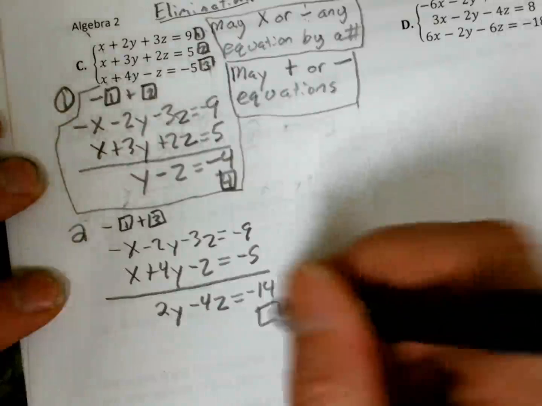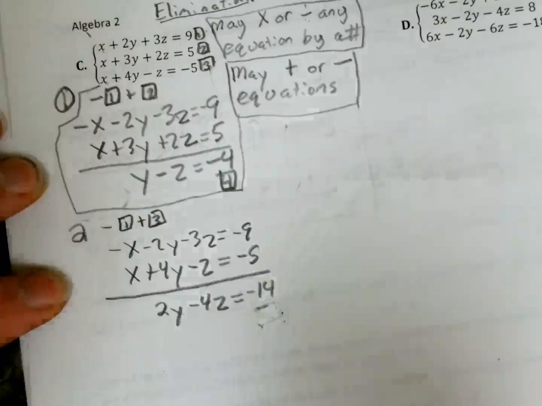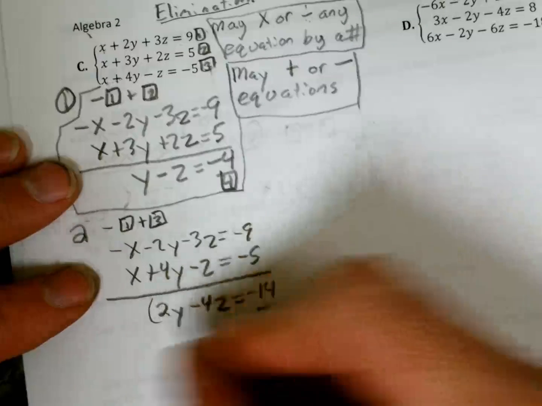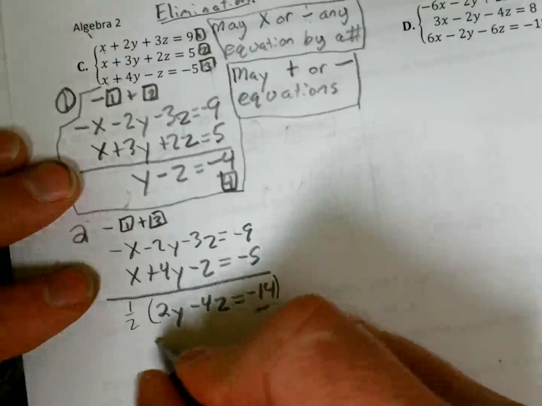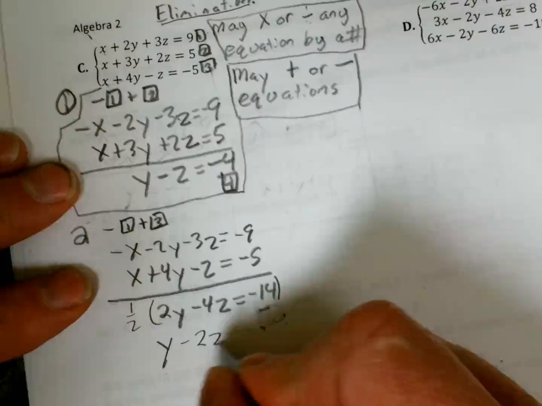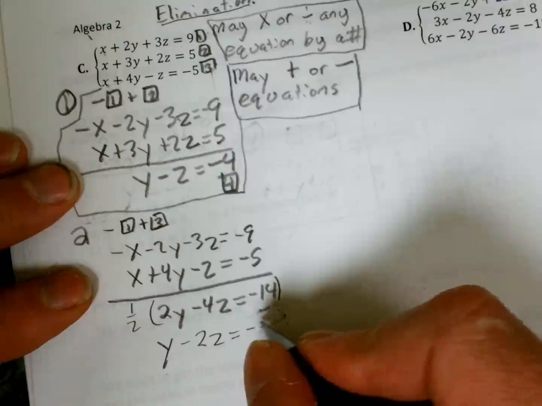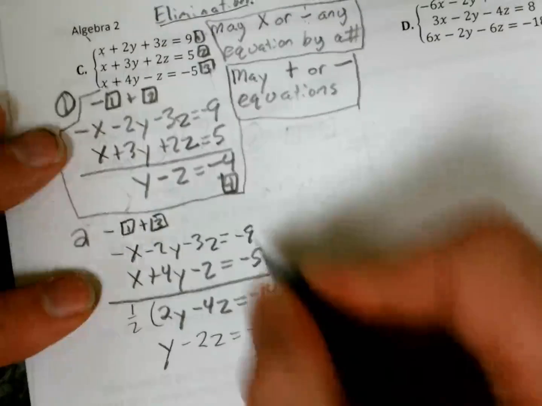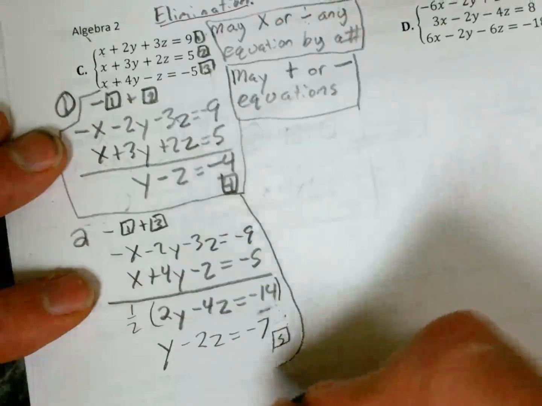But you know what else I can do? Let's do one more thing. Let's go ahead and divide everything in here by 2. So I'm going to divide this all by 2, or we could say multiply by 1/2. Which gives me y minus 2z equals negative 7. Now this I'm going to call my new equation 5, and we're getting where we need to be.